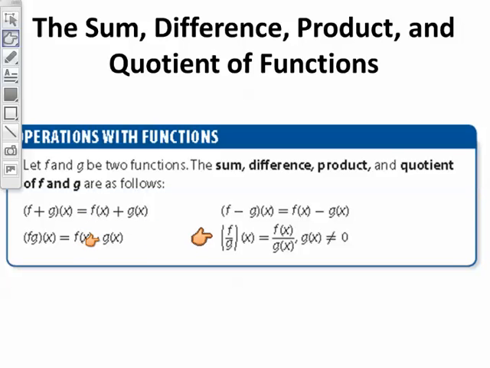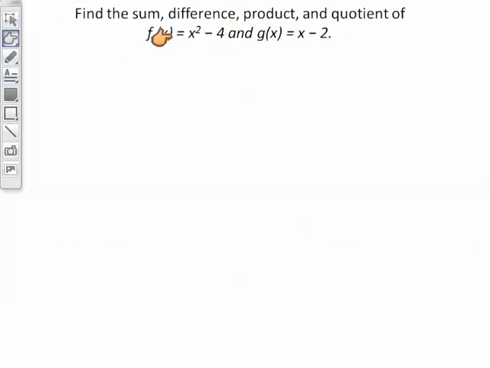I think we can handle this, Mr. Green. F divided by g of x is going to be f of x divided by g of x. And the only caveat here is that g of x can't be equal to 0. That means that's going to affect the domain. You got to look for anything that would cause that to be a 0. So you would say the domain doesn't include that value. Okay? So let's go on and see if we can't look at a couple of problems here.